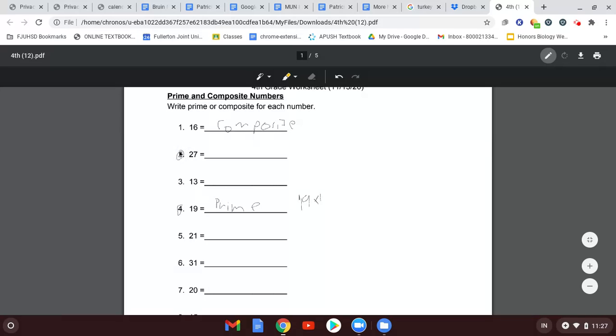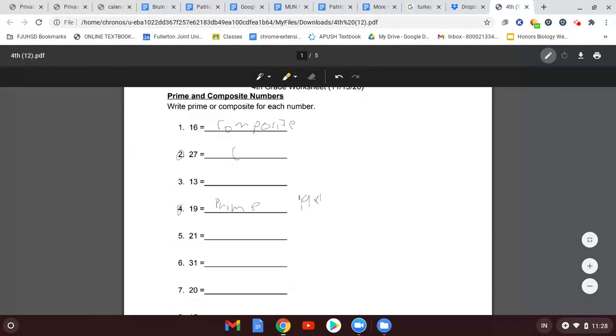So 27, for example, is also a composite number, and this is because 27 can be made in multiple ways, not just the number and 1. 27 can be made by 3 times 9, and it's also 27 times 1, which means that 27 is a composite number.